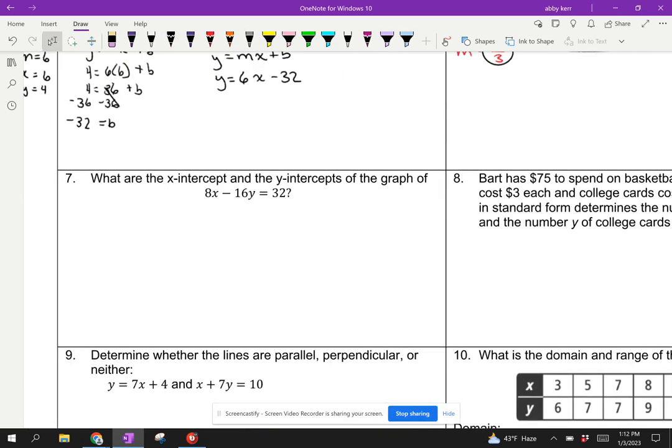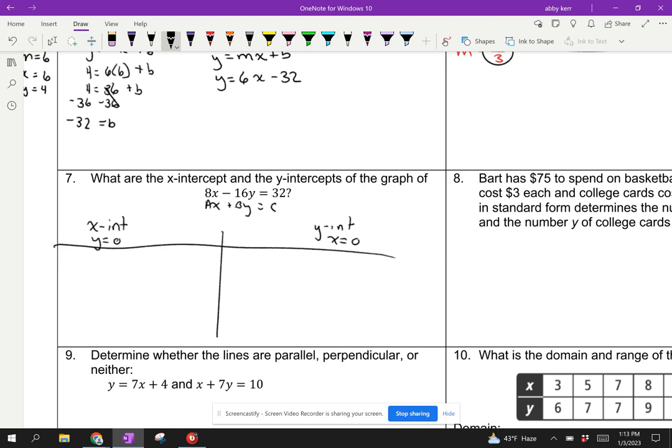So for the x and y intercepts, this is in standard form. Remember, standard form is ax plus by equals c. So for the x-intercept, we're going to let y equal 0. And then for the y-intercept, we're going to let x equal 0. So it's kind of like two mini problems.